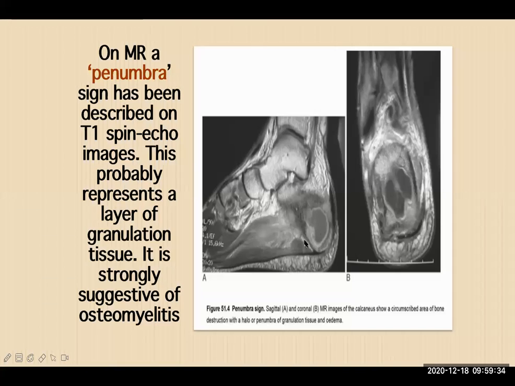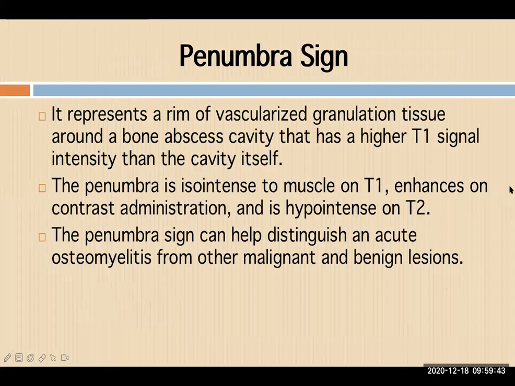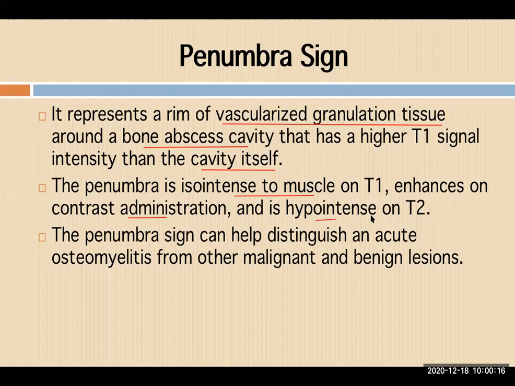This halo is formed by granulation tissue and edema, or sometimes even by slight bone reaction also. So this penumbra sign represents a rim of vascularized granulation tissue around the bone abscess cavity that has a higher T1 weighted signal intensity than the cavity itself. So just know that much. This typical type of appearance is called penumbra sign. The penumbra is iso-intense to the muscle on T1, enhances on contrast administration, and is hypo-intense on T2.